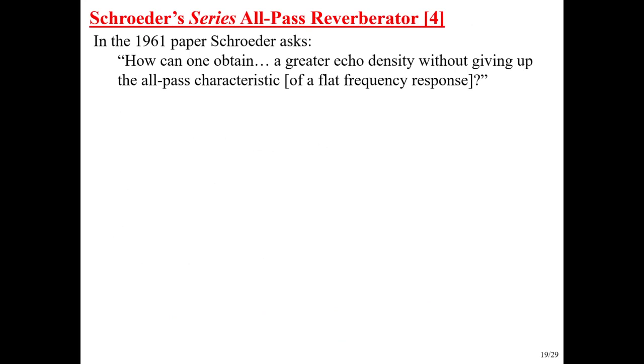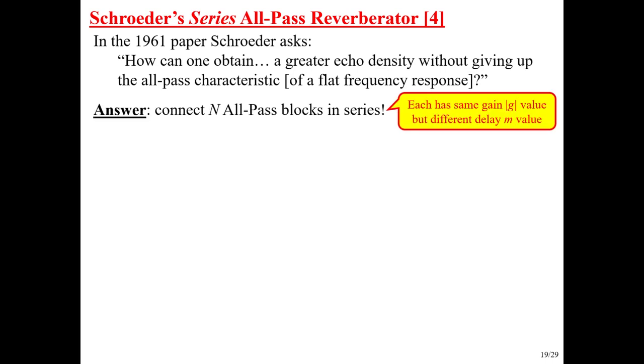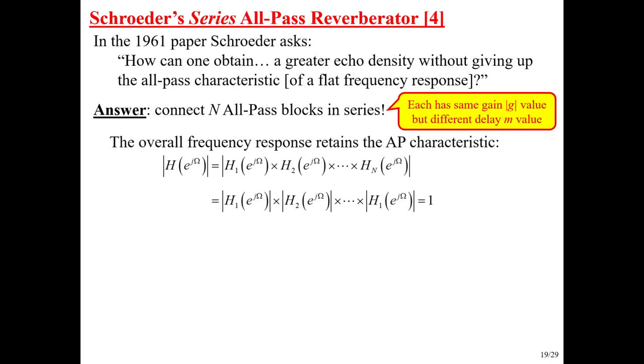Okay, now he's starting to put things together. He asked the question, gee, how can we get a greater echo density? I like this all-pass characteristic because it gives me this nice flat frequency response, but I need more echoes. So Schroeder said, well, if I cascade a bunch of flat frequency responses, the result is a flat frequency response. So let's put n of these all-pass blocks in series, and we'll give each one the same gain value, but different m values. So that's the key right there, different m values. We'll see that in just a little bit.